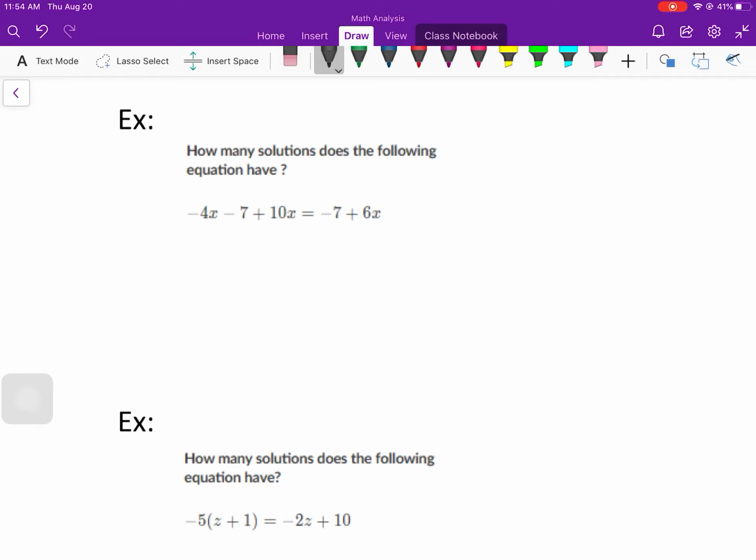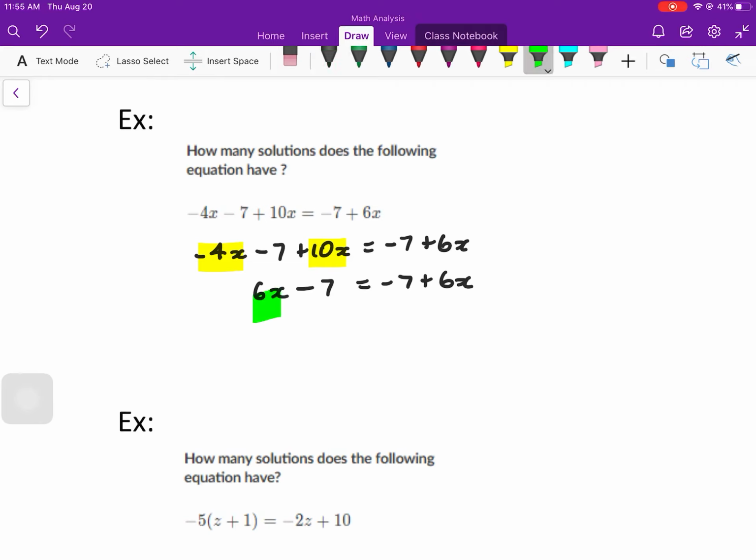All right, let's look at this one. So we have negative 4x minus 7 plus 10x equals negative 7 plus 6x. So let's combine like terms. Negative 4x plus 10x is 6x minus 7 equals negative 7 plus 6x. And this is where I was talking about. From already you can see 6x and 6x, those are the same thing. So if I go ahead and subtract the 6x, it's going to cancel out. And we're left with negative 7 equals negative 7.